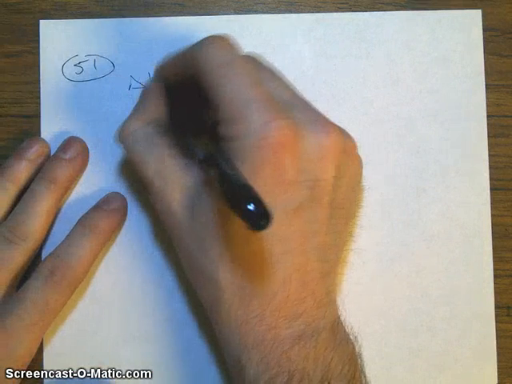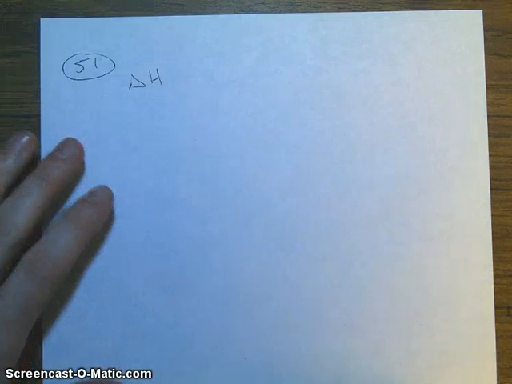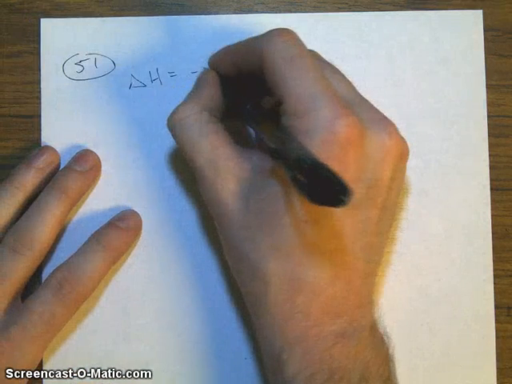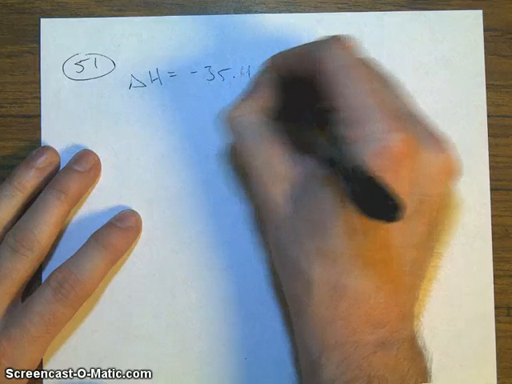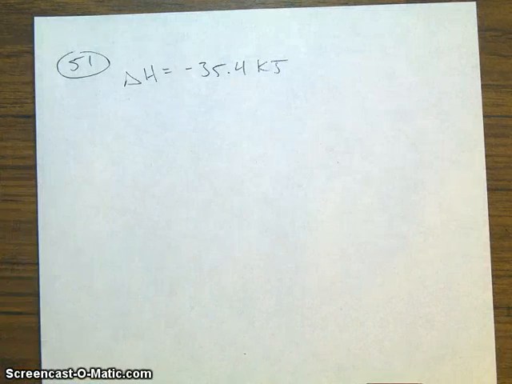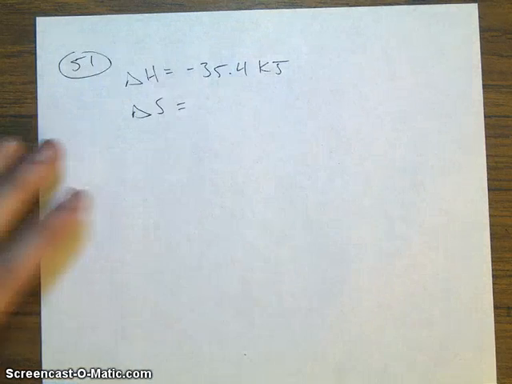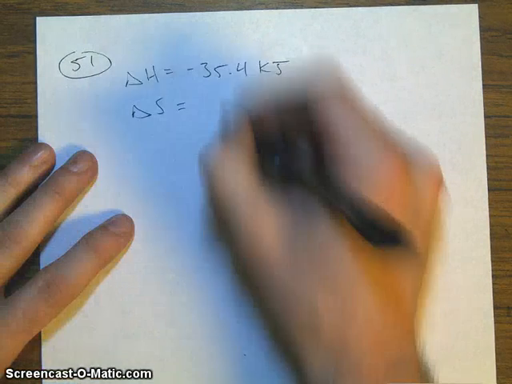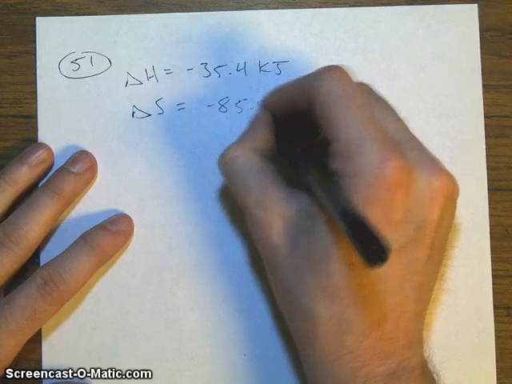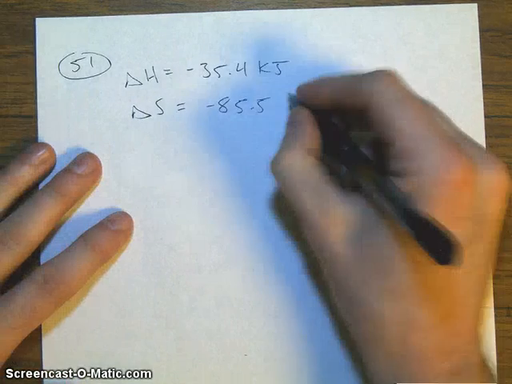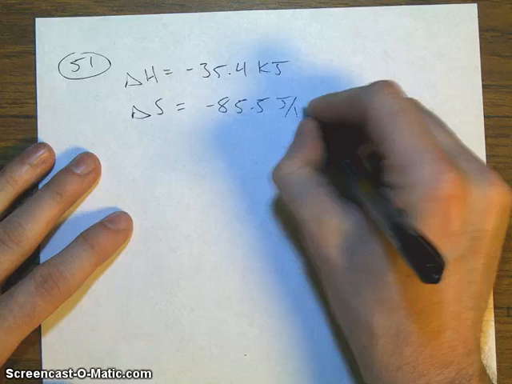You were given the change in enthalpy, and the change in enthalpy for this reaction was equal to negative 35.4 kilojoules. And then you had a change in entropy. And of course, entropy is a measurement of disorder. And the change in entropy was negative 85.5 joules per Kelvin. Okay?